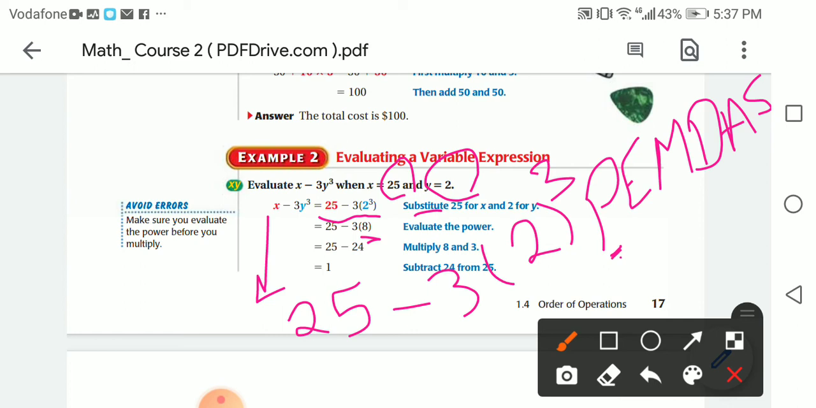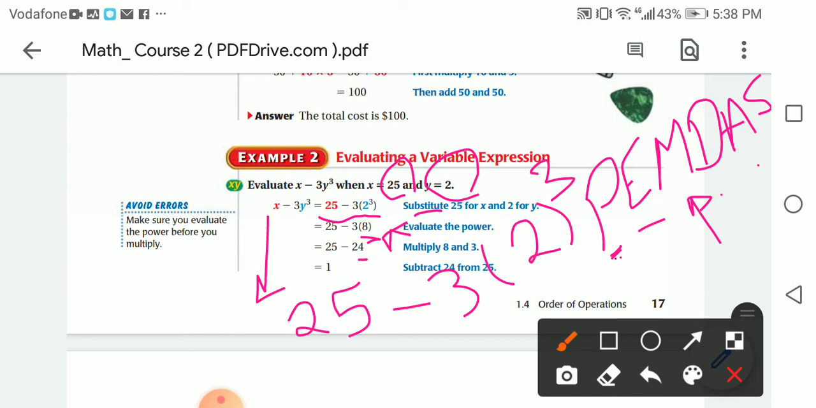Okay, after the P, the brackets, it's the abbreviation of parentheses, okay? And the parentheses means the brackets. Exponent here is for the powers. Okay, it's done. Then multiply 3 times 8. So I will solve the multiplication here. 3 times 8, multiply 8 times 3 equals 24. After this, I have division.